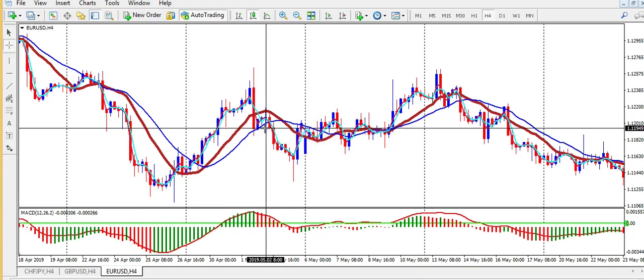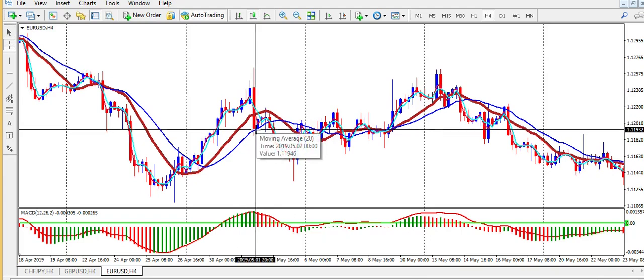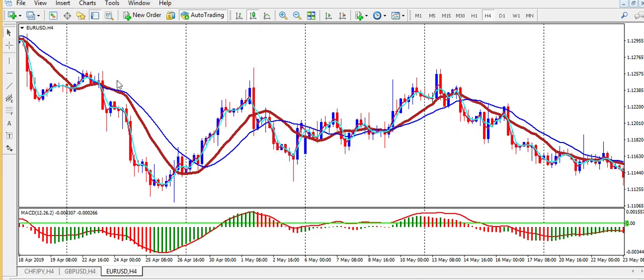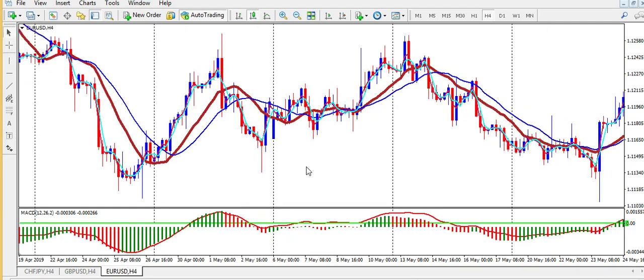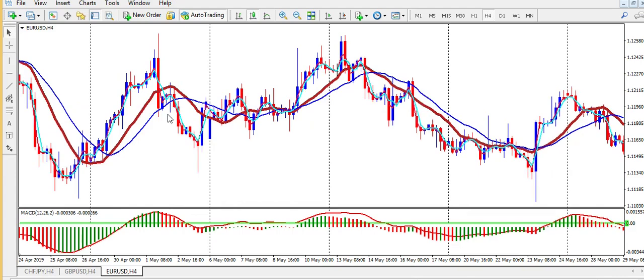Let's see. When it touched here, this is probably a loss, complete loss. 20 pips down, 20 pips down. This is not a signal. All these ones are not signals because the MACD and the histogram, none of them is in agreement with this movement.